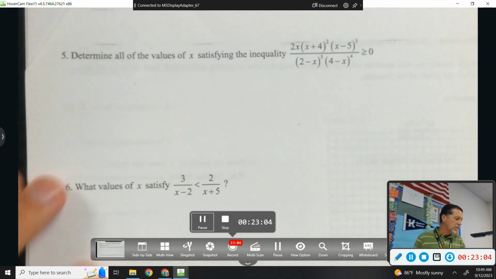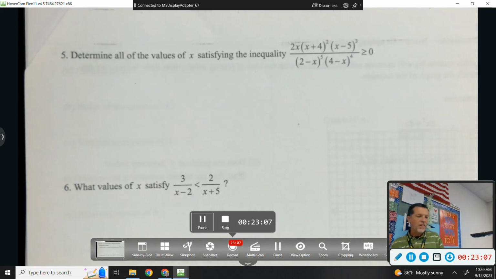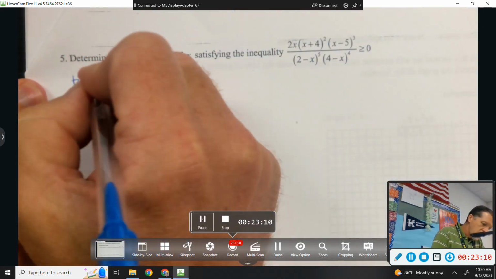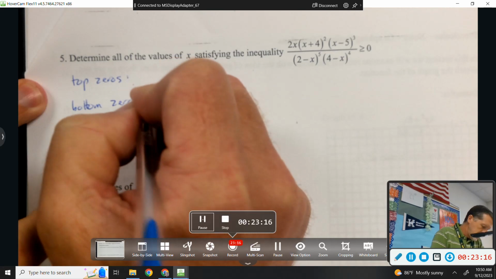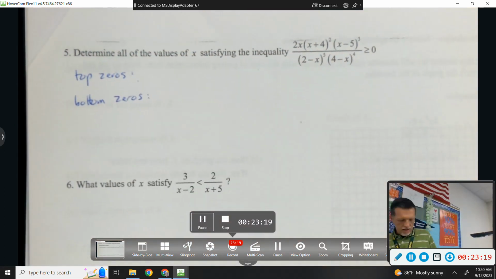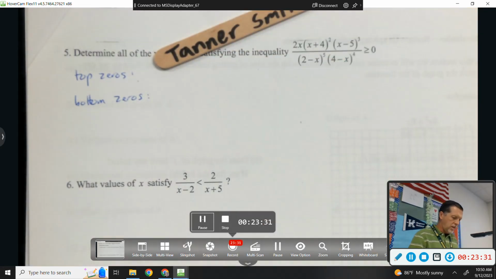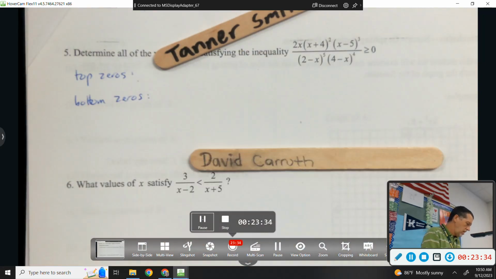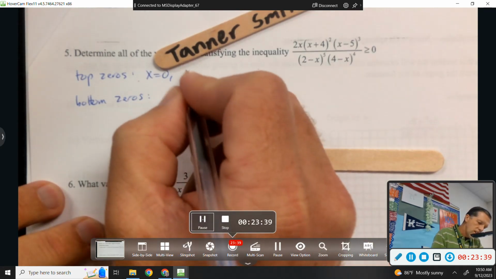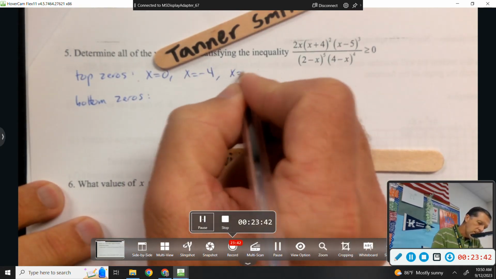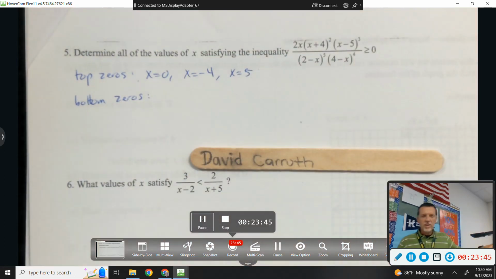Alright, 5 looks terrible, but it's not really that bad because it's already factored. So I've got some top zeros and some bottom zeros, and that should be an easy popsicle stick. Tanner, give me the top zeros. I'll ask you for all of them. 0, negative 4, and 5. Good. That's exactly right. That's exactly what I asked for.